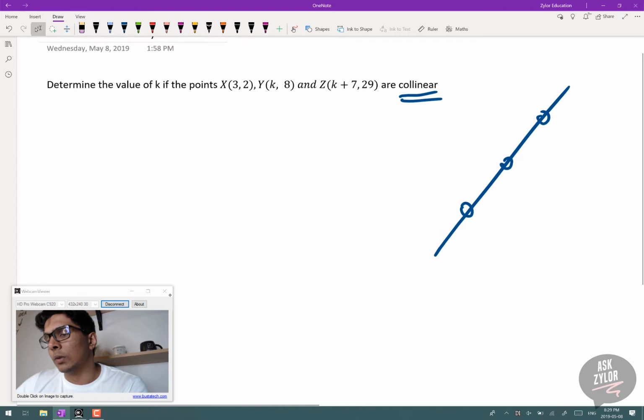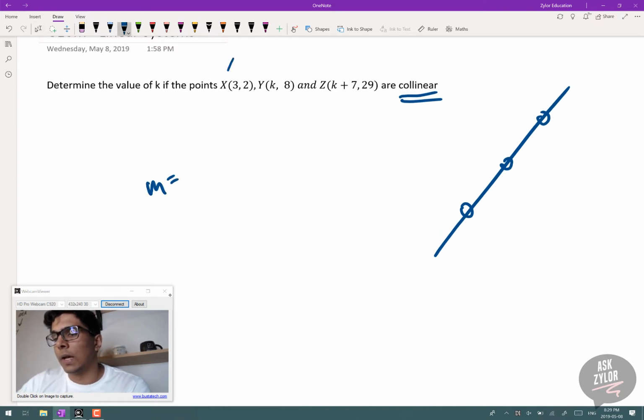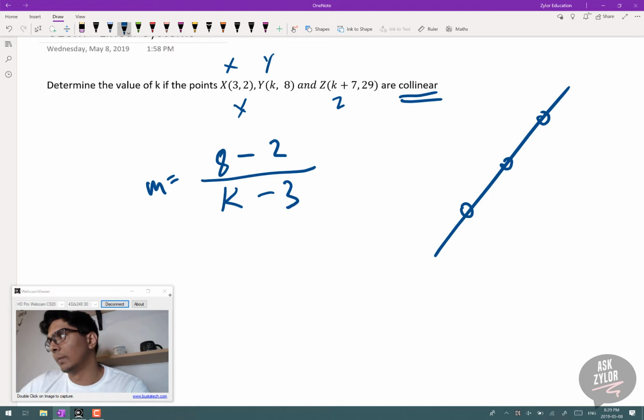So what can we do with these 3 points is we can find the slope between x and y, and we can find the slope between x and z. Let's go ahead and do that. So between x and y, we have 8 minus 2, y2 minus y1, over x2 minus x1, which will be k minus 3.